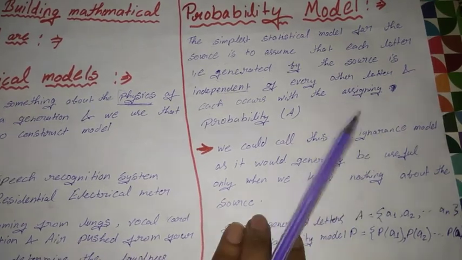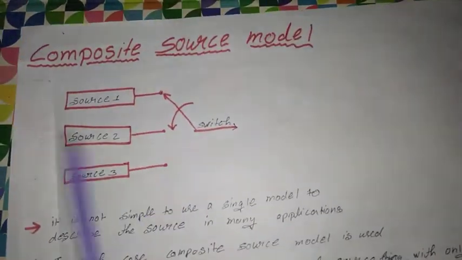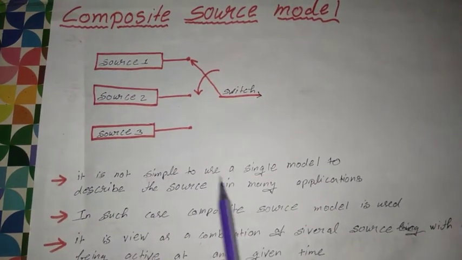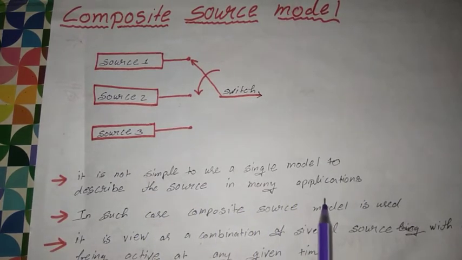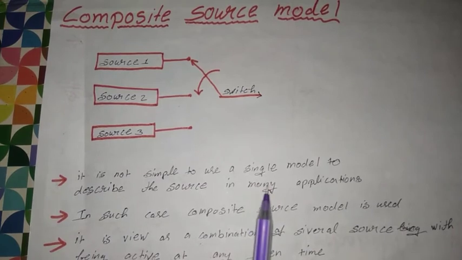Okay, now we study another model, that is the composite model. It is not simple to use a single model to describe the source in many applications. Means we are unable to describe the source in many applications using a single model. So at that time we use a composite model.